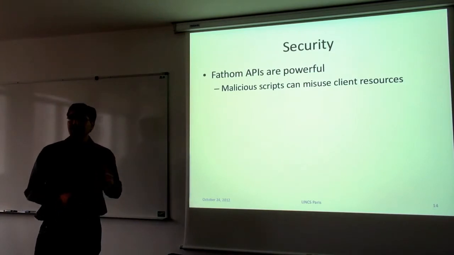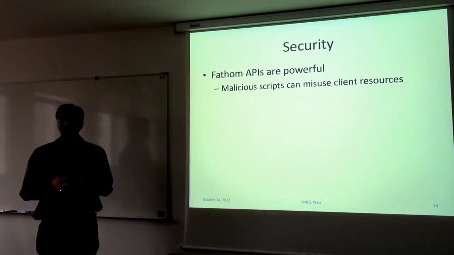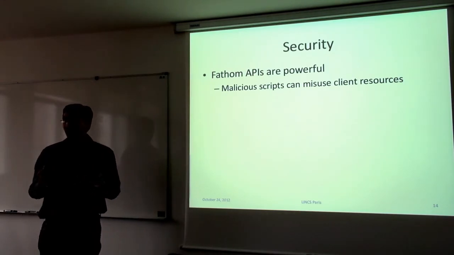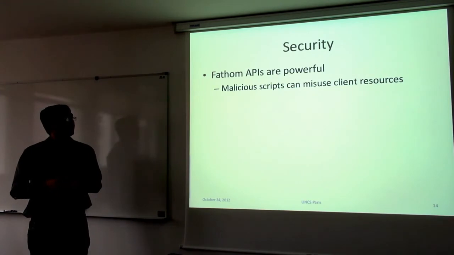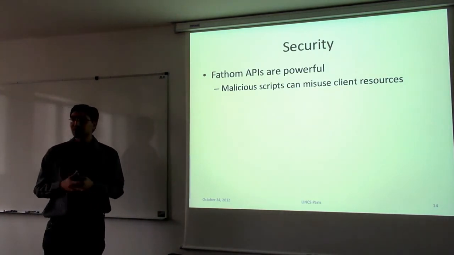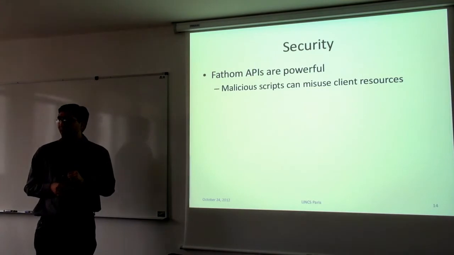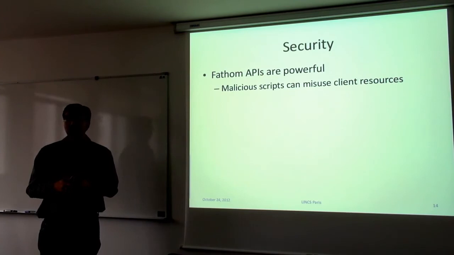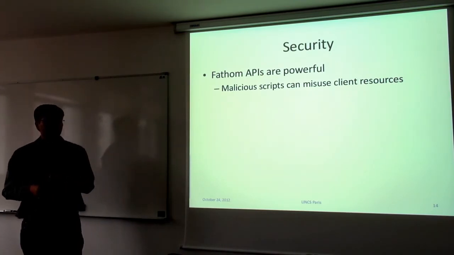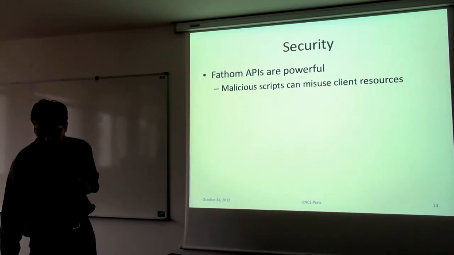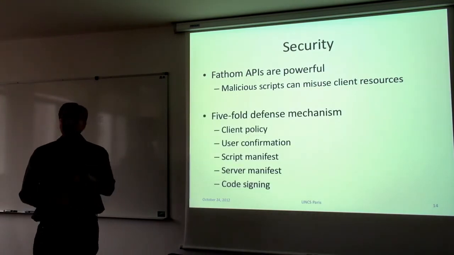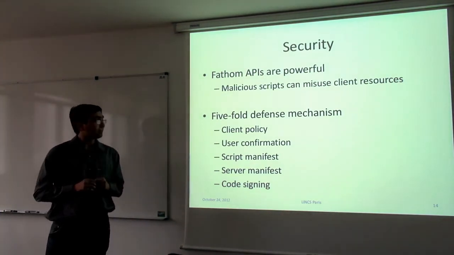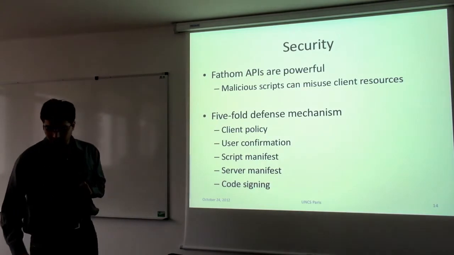Now, as we had seen in earlier slides, Fathom APIs are powerful and they allow users to perform a wide variety of measurement tasks. So it's possible that there are some malicious scripts that might misuse Fathom APIs to launch, say, denial of service attacks on arbitrary end hosts, or even exfiltrate sensitive user information while performing measurements. So Fathom provides a five-fold defense mechanism to prevent such misuse of Fathom APIs. I'll now describe each of these defense mechanisms in detail.